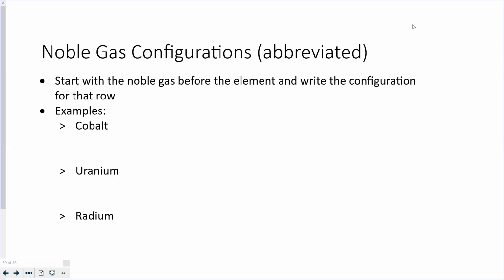With these, the shortcut is you can use the symbol for the noble gas before the element that we're writing the electron configuration for. And that symbol is going to take the place of all of that beginning stuff that is repetitive. That would leave us only the row that the element is on to write our electron configuration. So to show you how this works, let's look at cobalt.